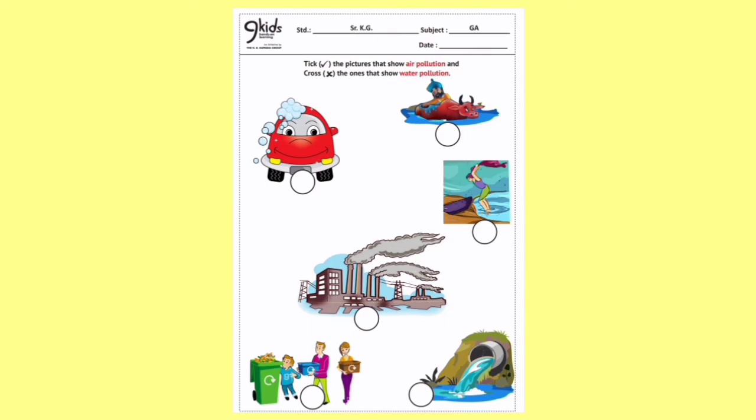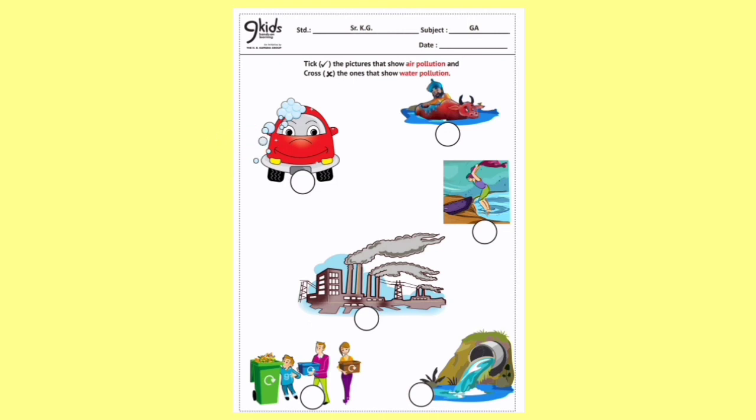Kids, now let's check out the worksheet on pollution of air and water. In this worksheet, you have to tick mark the pictures that show air pollution and cross the ones that show water pollution. The first picture is of a smoke from vehicle.